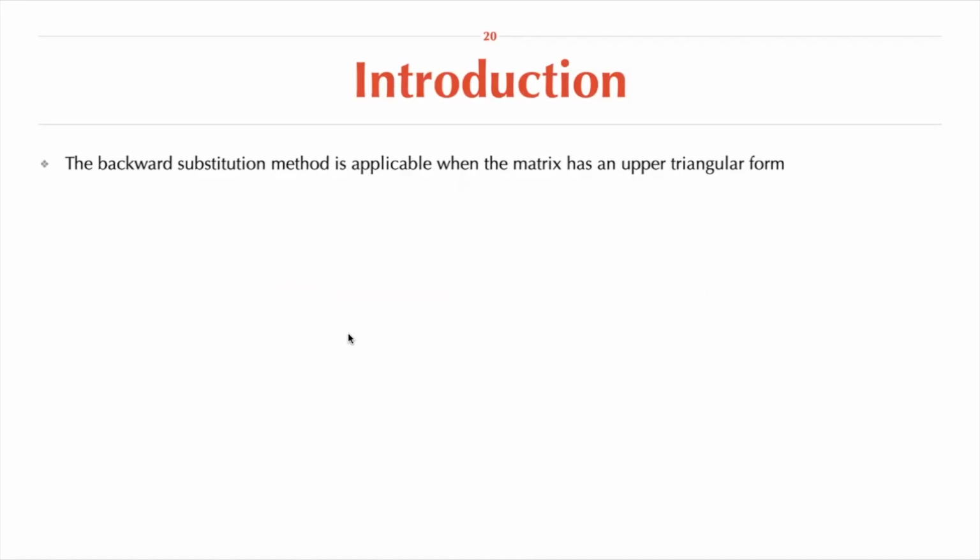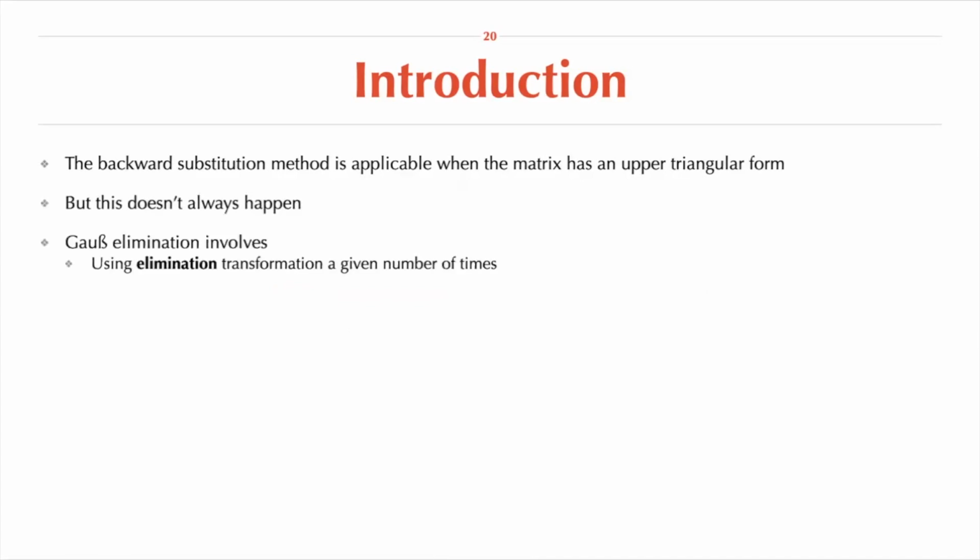That is applicable when the matrix has an upper triangular form, but this is not what happens in reality. The coefficient matrix need not be upper triangular. So in that case, we use Gauss elimination. Gauss elimination involves the transformation of the given matrix A a given number of times, and I will show what is the meaning of transformation.